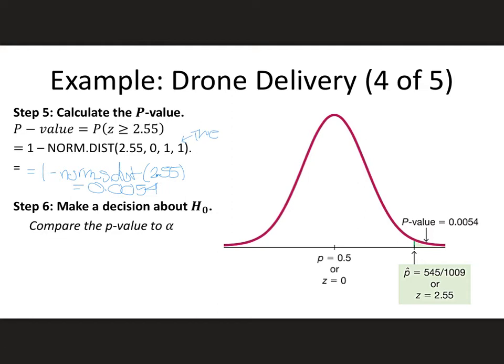So now we want to make our decision about the null. So that means we're comparing the p-value to alpha. So we have 0.0054 compared to 0.05. So 0.0054 is less than 0.05, which means our p-value is less than alpha. So we will reject the null hypothesis.